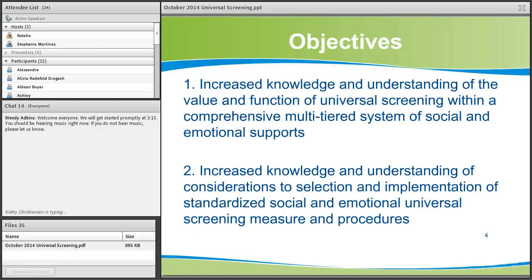Okay, great. So my hope today is that, as I said, this is an introductory presentation. My hope for today is that you leave the chat with an increased understanding of both the value and the function of using a universal screening approach within your MTSS, and also have a better sense of what is involved in terms of not just selection of a universal social emotional screener, but also what would be involved if you were to implement a social emotional screener as part of your Tier 1 system.